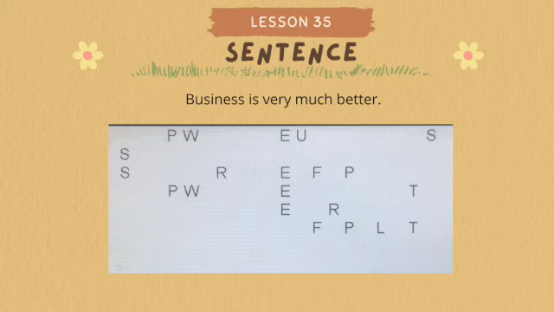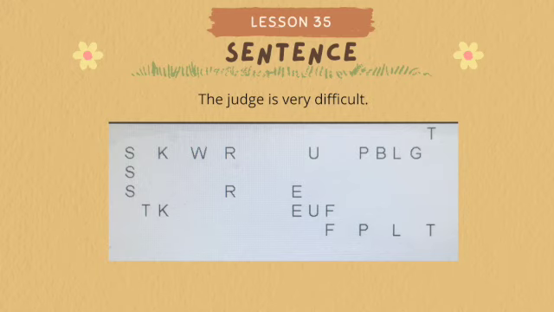Let's take a look at the next slide. Okay, we have here: The judge is very difficult, period. Okay, we are applying again the brief for very as well as for difficult. See, it makes our work fast. It saves us time in typing the strokes. Okay, let's proceed to the next slide.